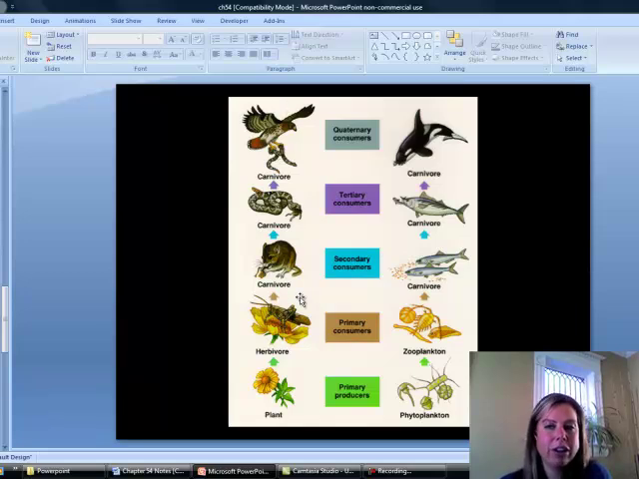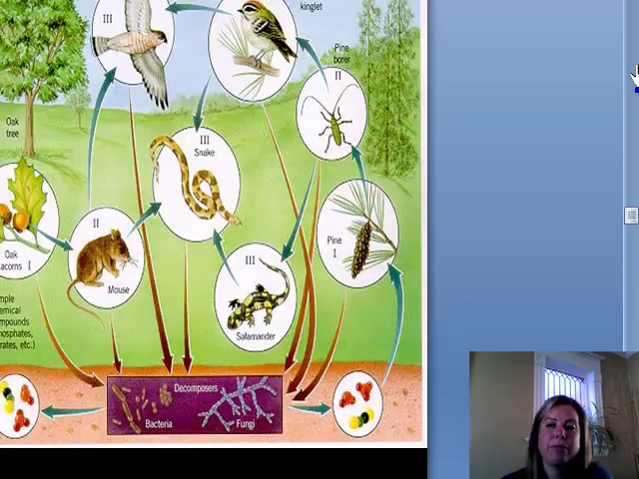Now, food chains are good. That's a good starting point. But the problem with the food chain is when you try to put things into categories, they may not always fit into that one category, right? So maybe this guy's an herbivore in this case, but maybe it likes to eat other insects, right? So a food chain is a good starting point, especially because you want to label the different levels, which we will get into. But really, what's more accurate is going to be a food web.